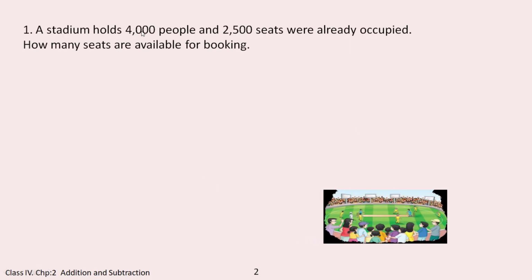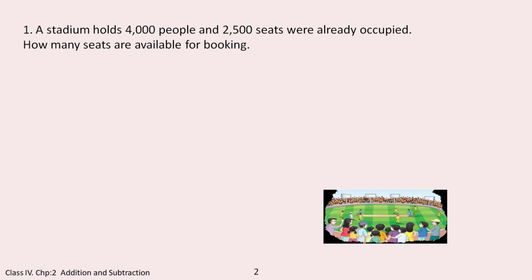A stadium holds 4,000 people and 2,500 seats were already occupied. So the information you have is the number of seats is 4,000 and 2,500 seats were already occupied. You have to find out how many seats are available for booking. So obviously those seats which are empty are available for booking. Fine, there is no keyword here, but you can guess that some seats are there and some of the seats are occupied, so you have to deduct it.